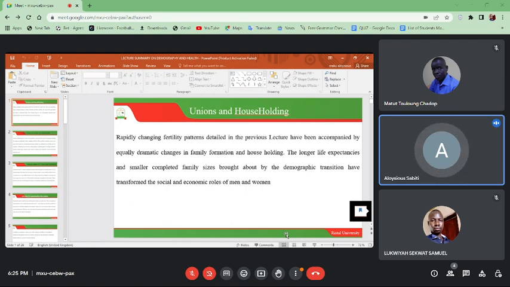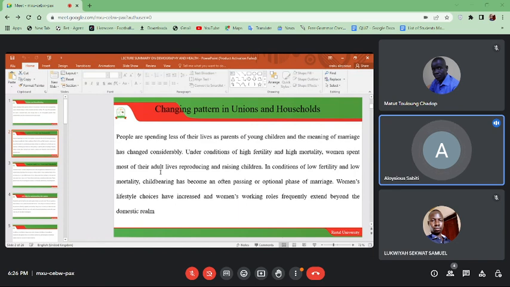we are seeing economic changes among women and men. People are spending less of their lives as parents of young children, and the meaning of marriage has changed considerably. Meaning, we are seeing younger people becoming parents today, but also we are seeing that people nowadays do not do parenthood up to a certain level. It is a very short time in which people are practicing parenthood, and then afterwards they let the children be.